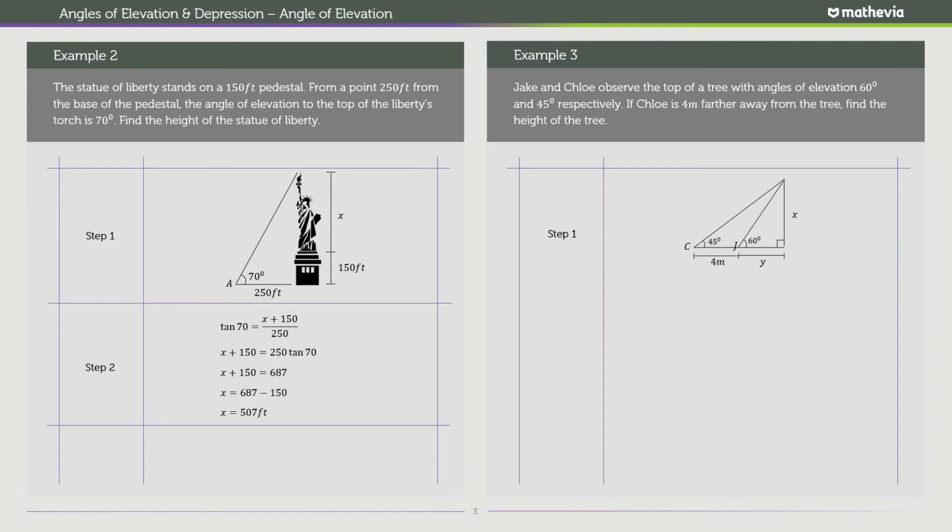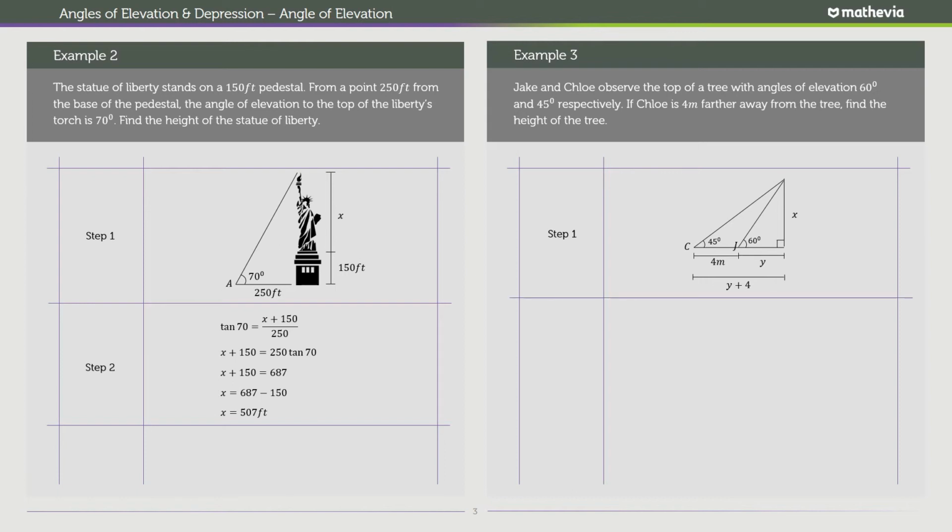So we have Jake's distance from the tree as y. And I tell you that Chloe's distance is y plus 4. Because if Jake is y away from the tree and Chloe is 4 away from Jake, you add that together, and Chloe is y plus 4 away from the tree.